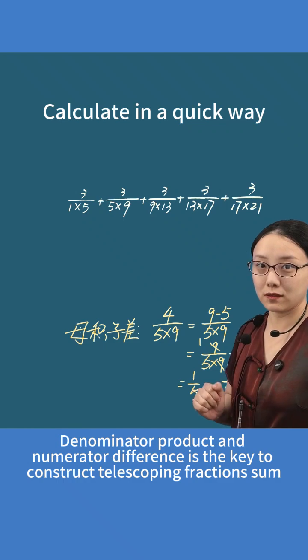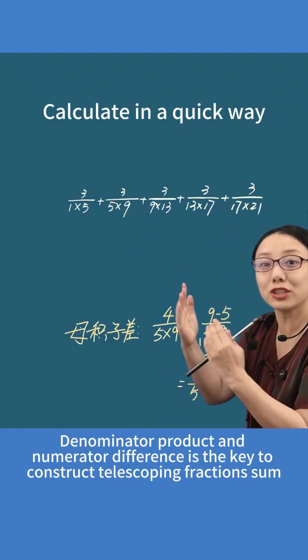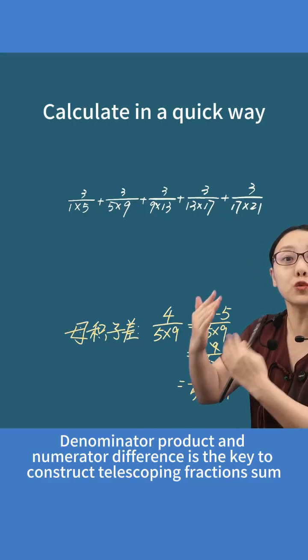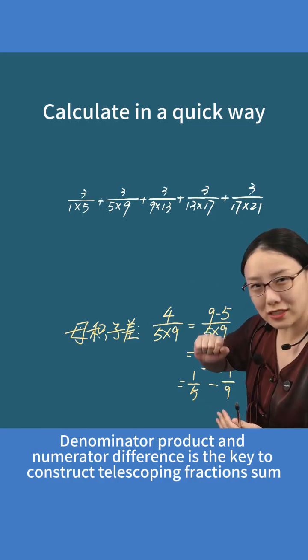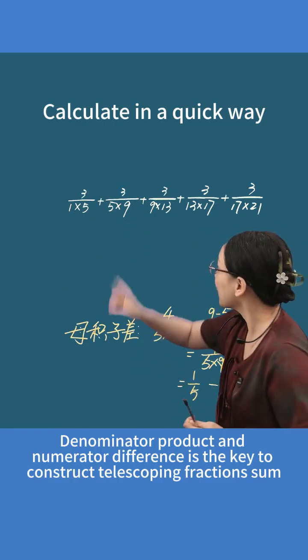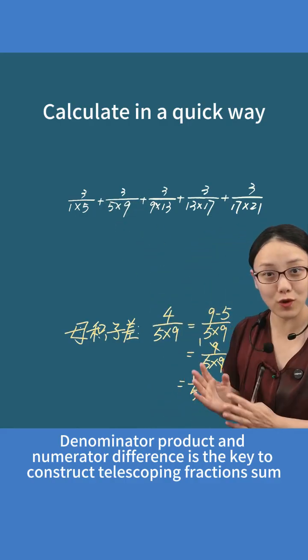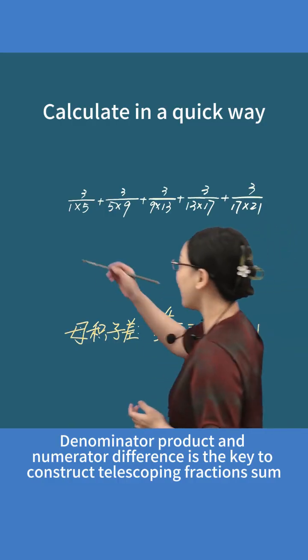Let's take a look at this part. For each of these fractions, even though the denominator is written as the product of two numbers, it's still the denominator, right? It's a product. But does the numerator match the difference? Our difference here should be 5 minus 1, 9 minus 5, and 4, right? Since it doesn't satisfy the condition, I'll first write it in a way that does.